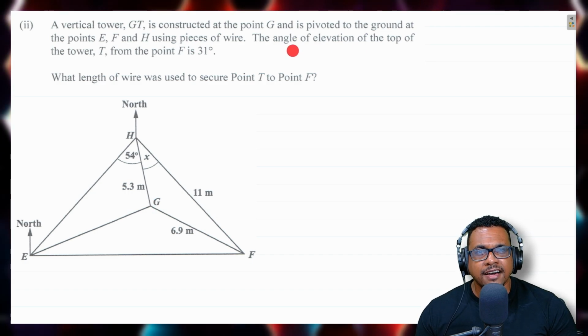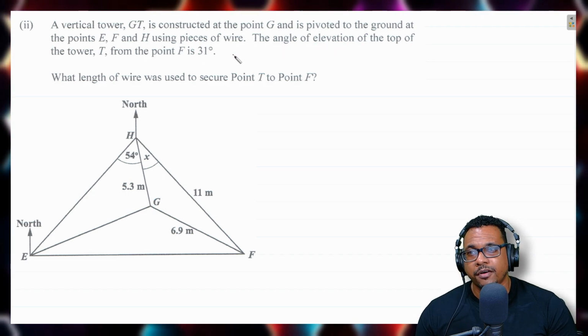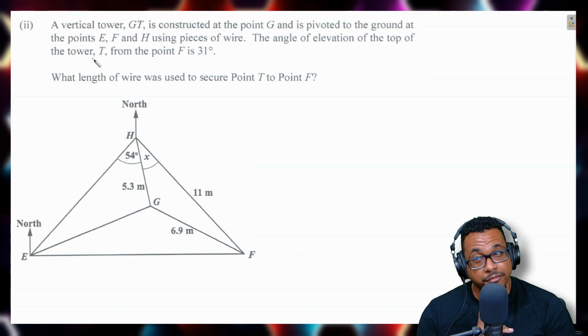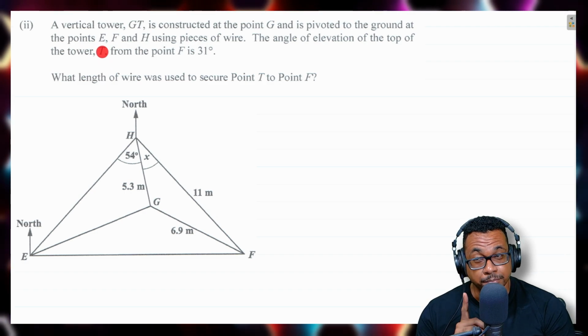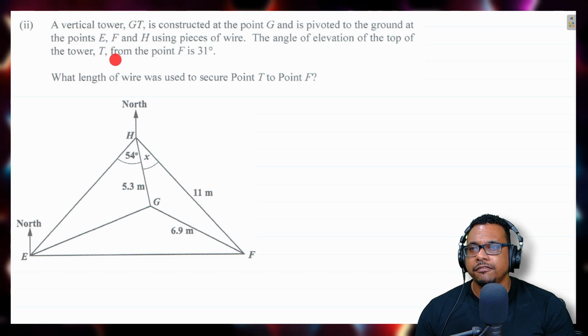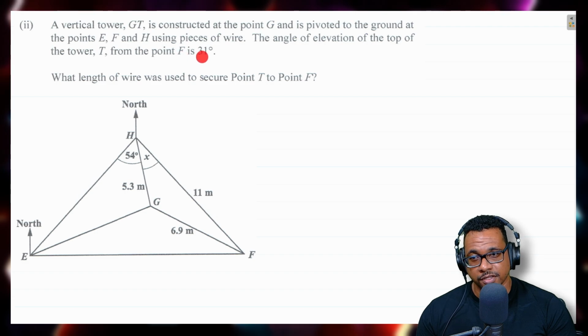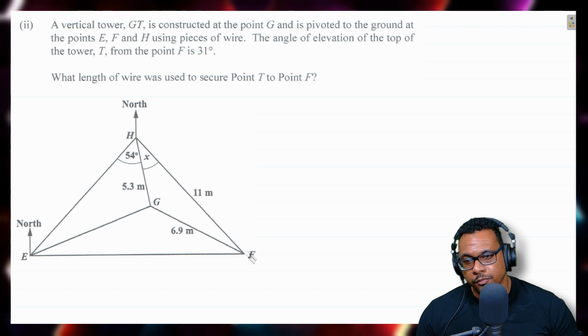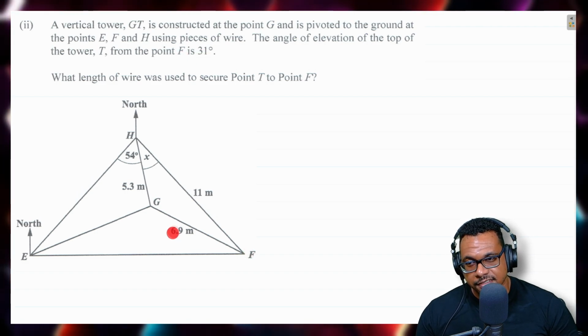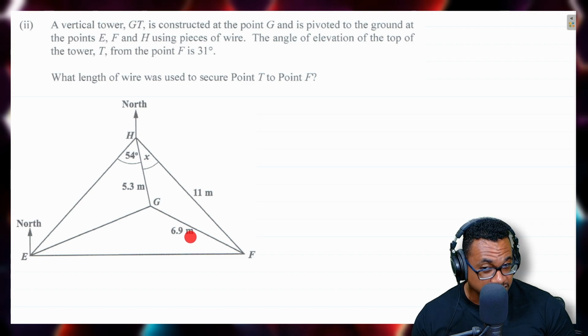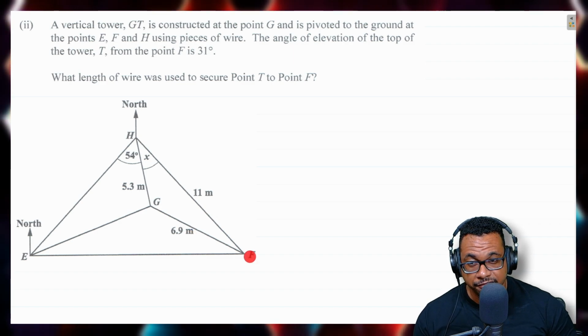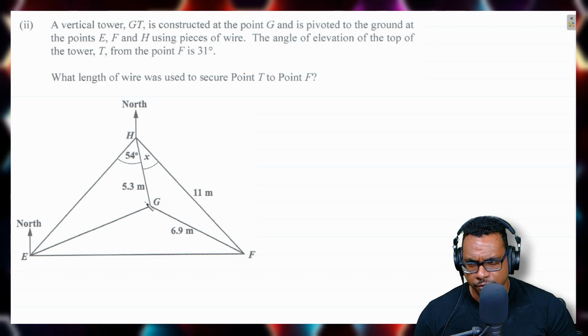Now we're saying that the angle of elevation of the top of the tower T, therefore G is at the bottom of the tower, from the point F is 31 degrees. So we deal with F. This 6.9 meters will be a horizontal distance from F to G. So let's draw that out.